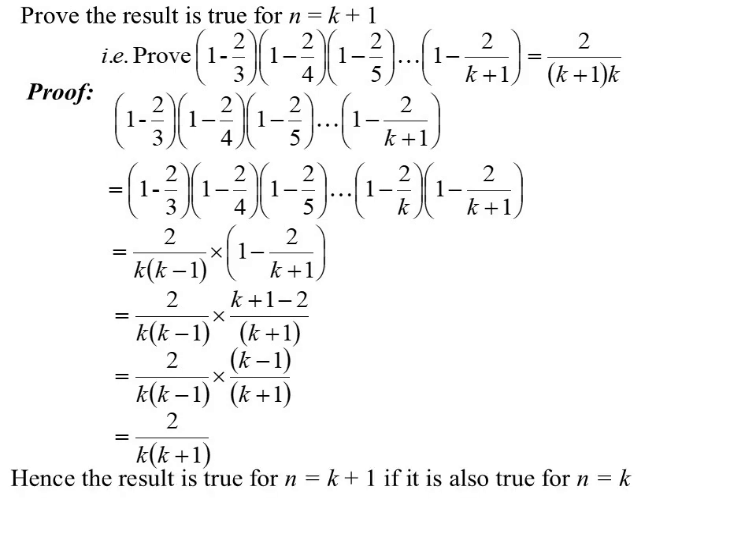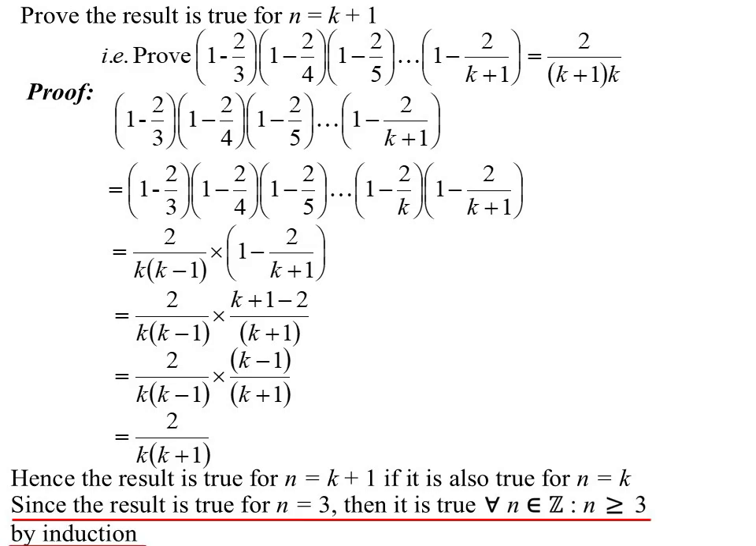So that one drops out quite nicely. Hence it's true for k plus 1. If it's true for k, since it's true for n equals 3, then it's true for all integers bigger than or equal to 3 by induction. Be very careful with something like this because it's easy to fall into habits. And by habit we go, oh, since it's true for n equals 1, da da da da. Well, of course, it's not n equals 1 in this case.